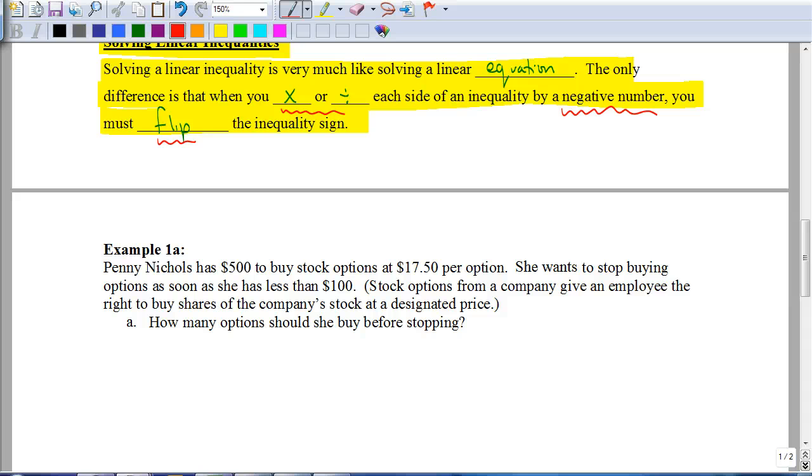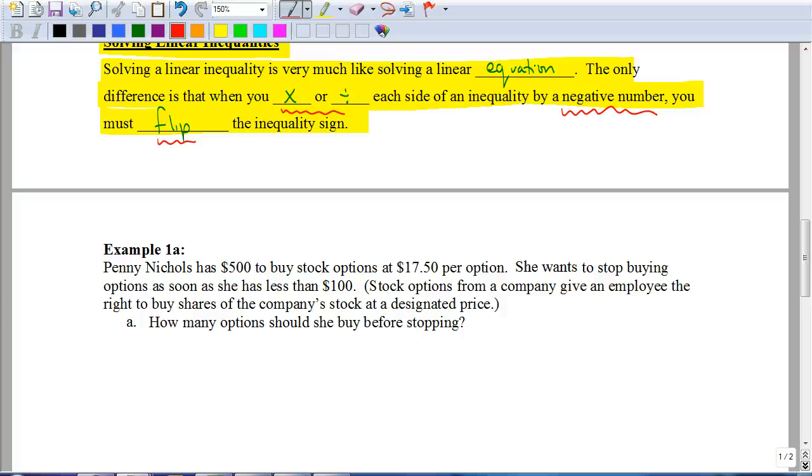Here we have Penny Nichols. Has $500 to buy stock options at $17.50 per option. She wants to stop buying options as soon as she has less than $100. How many options should she buy before stopping?